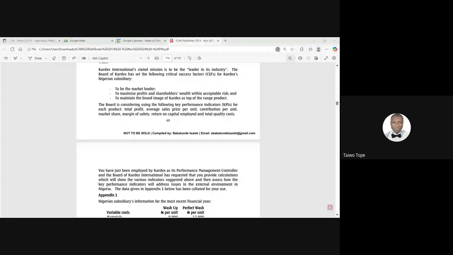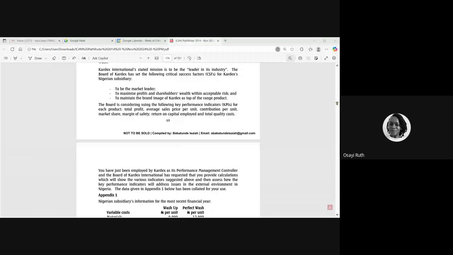So margin of safety is what? It is your actual sales less sales at break-even point. So your sales at break-even point is what? 0.83. Your actual sales is what? 1.12. So 1.12 minus 0.83 is 0.29. Who is not getting it?